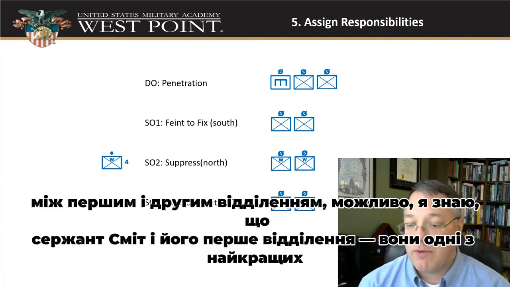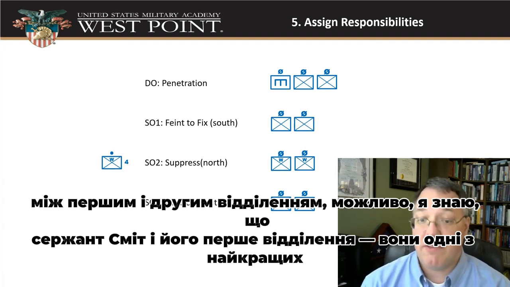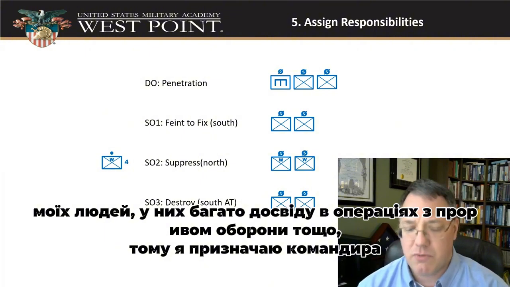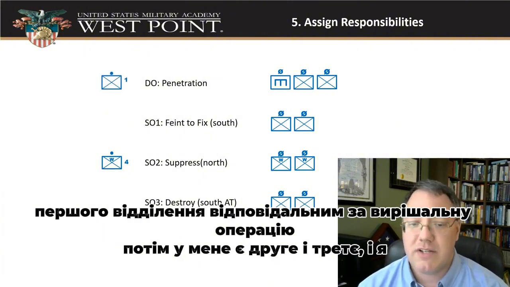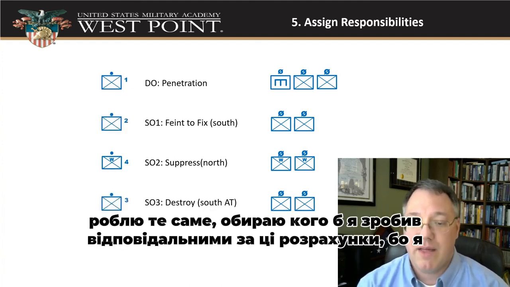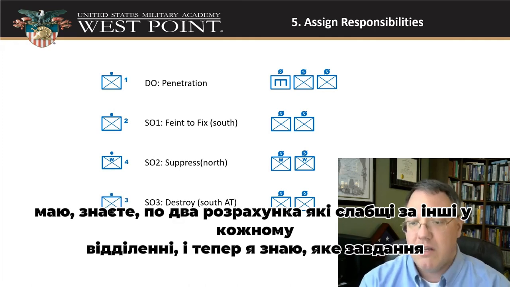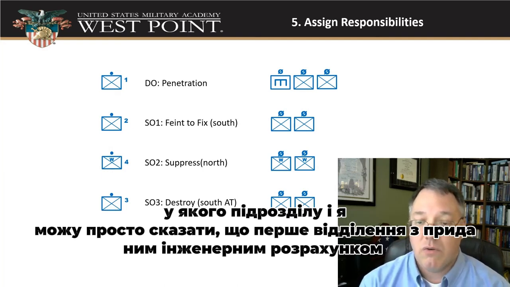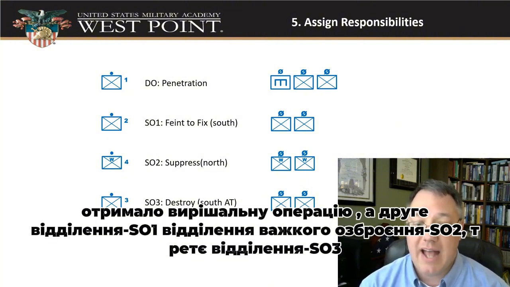So then I got to think about, all right, between first and second squad, maybe I know that Sergeant Smith in first squad is my most senior one. He's really good at this kind of thing, lots of experience in breach operations, whatever. So first squad is in charge of the decisive operation. Then I've got second and third, and I do the same kind of thing, think about who I've got, put them in charge of those fire teams, because I've got two teams in each. So there's a squad. Now I know that each of those elements, what squads they come from, and I can just say first squad's got the decisive operation with engineer team attached, and second squad is SO1, weapon squad SO2, third squad SO3.